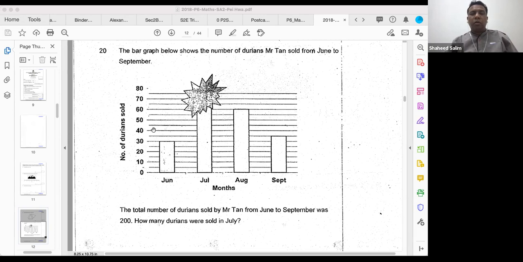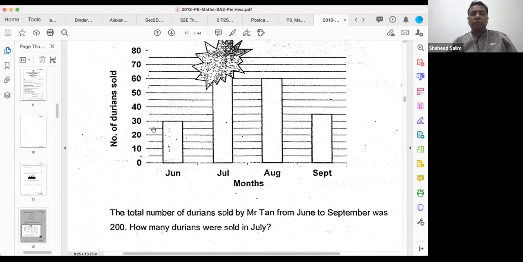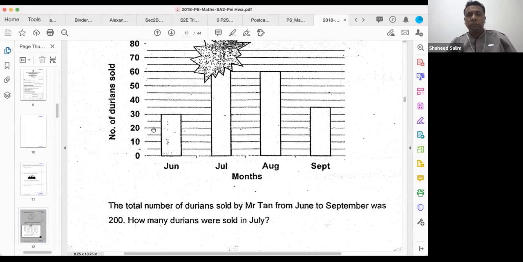From June to September, the total is how many? They say the total is 200. Total for the 4 months is 200. Down here is 30. Down here, don't know.